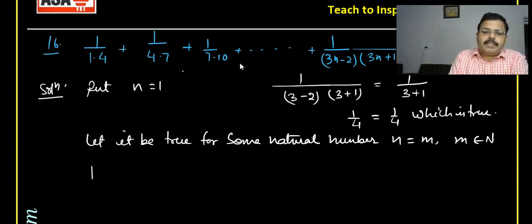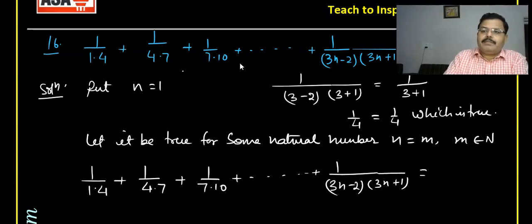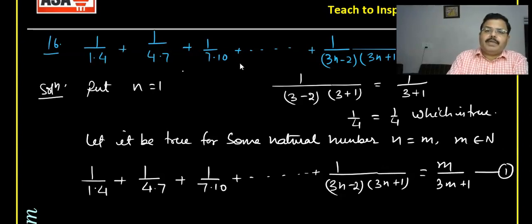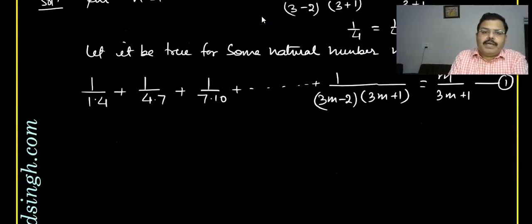Then this expression will come up like 1 upon 1 into 4 plus 1 upon 4 into 7 plus 1 upon 7 into 10, and like this up to 1 upon (3m minus 2) into (3m plus 1), and that must be equal to m upon 3m plus 1. Here I am writing for m, so instead of n we write m. Now, if we want to prove it for n is equal to m plus 1.